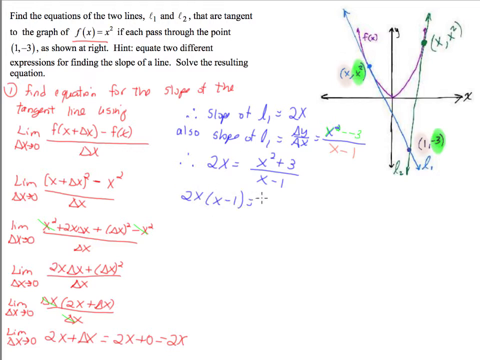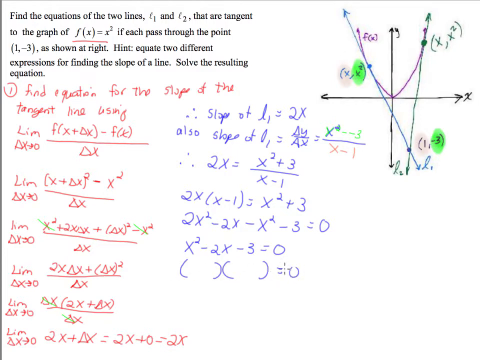I'll first multiply each side by x minus 1. Use my distributive property to get rid of the parentheses. And then subtract x squared and subtract the 3, so I get it equal to 0. Combining like terms, I get the quadratic x squared minus 2x minus 3 equals 0. Factoring that quadratic, I get (x minus 3)(x plus 1). So that means x will either equal 3 or equal negative 1. So those are my two x values of the points of tangency for L1 and L2.